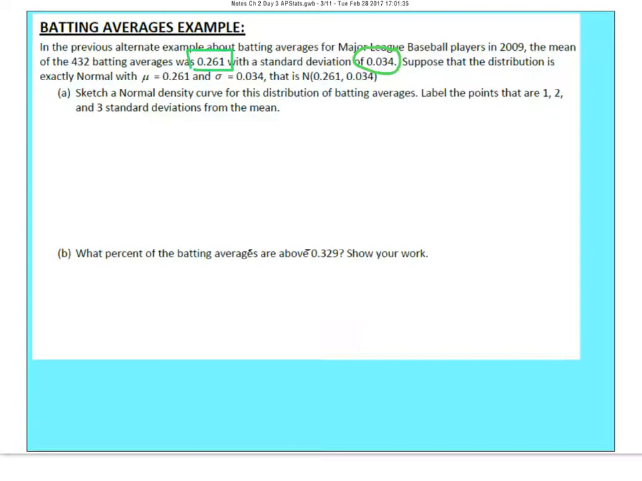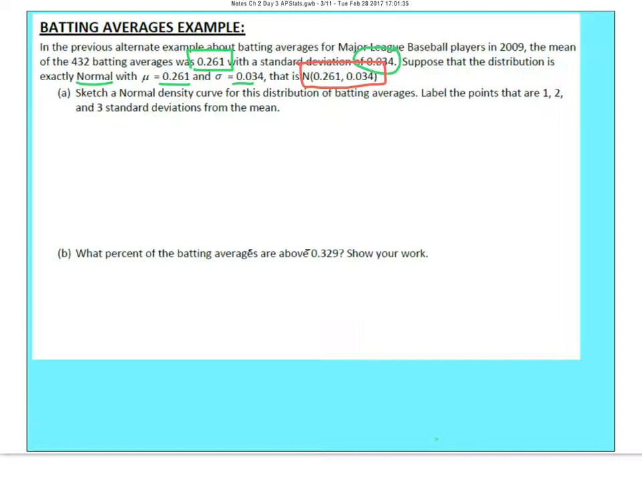Suppose the distribution is normal, so they're telling us that with this mean and standard deviation, and we're going to see that they wrote it here again in the shorthand. Now in part A, they want us to sketch a normal density curve with a distribution of batting averages. Again, label 1, 2, and 3 standard deviations from the mean. So go ahead, if you want to pause the video, sketch your curve, label the mean, and do 3 standard deviations, 2 and 1 standard deviations on both ends.